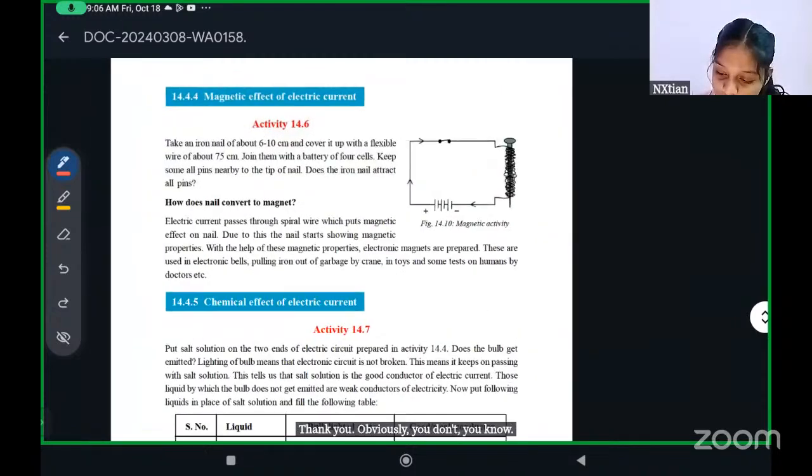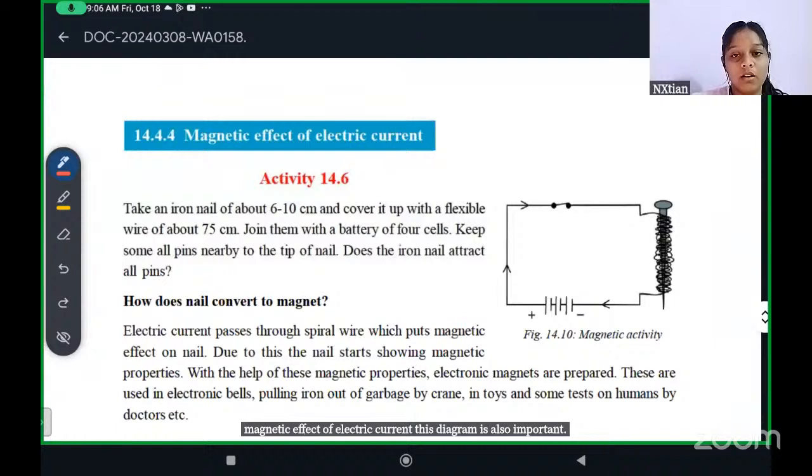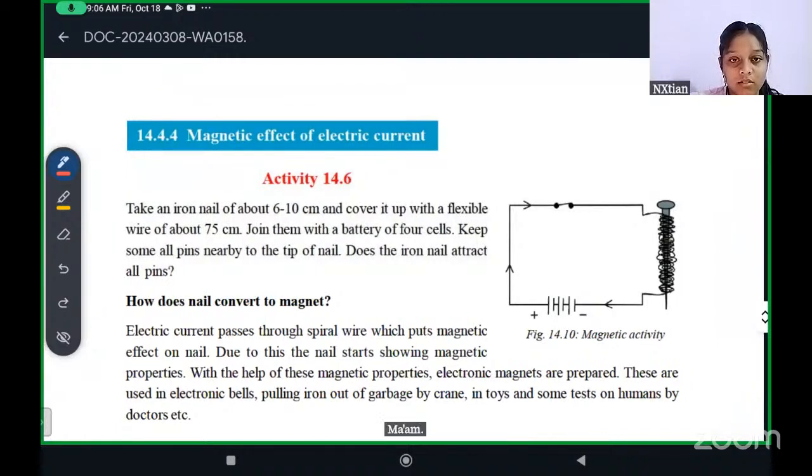Ma'am, magnetic effect of electric current. This diagram is also important. Ma'am, I tried this experiment, but it didn't work. This experiment, 14.10? Yes, ma'am. 14.6, ma'am. I tried it once. Did it work with you? It worked with me, but it didn't work so well. I tried it with a 9-volt battery, and still it didn't work.